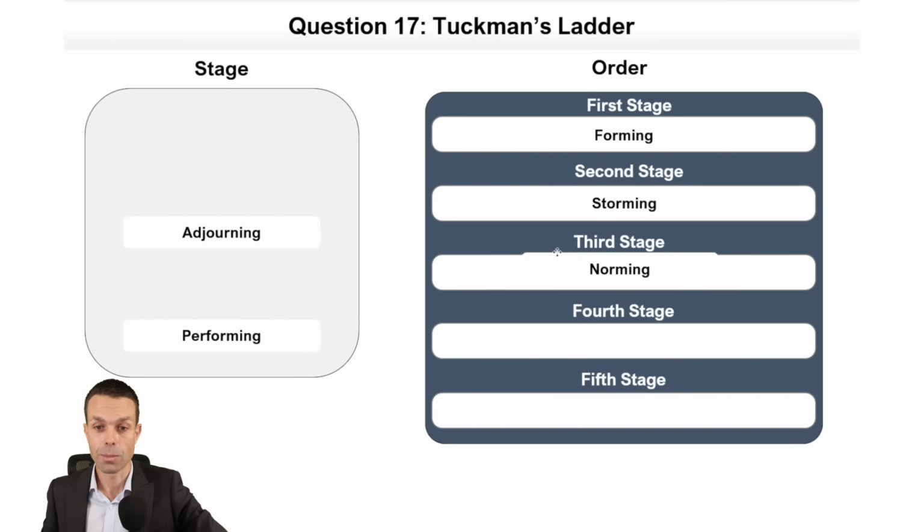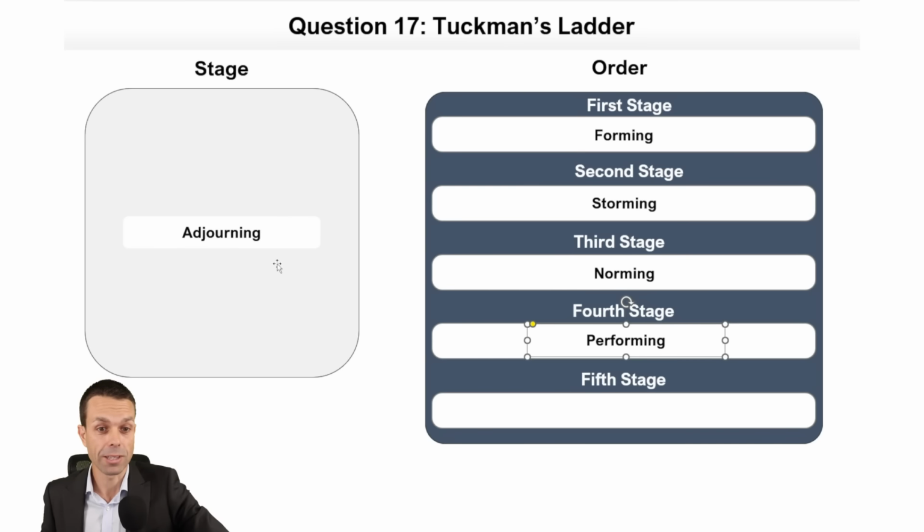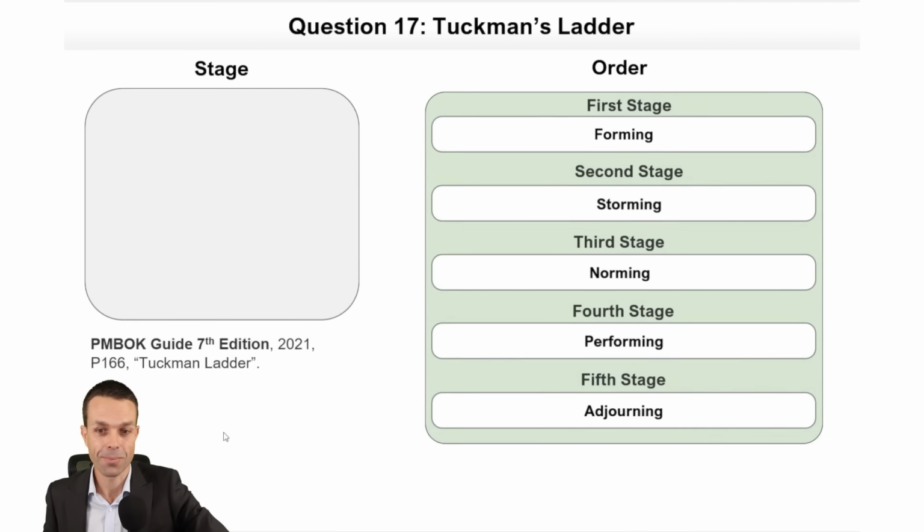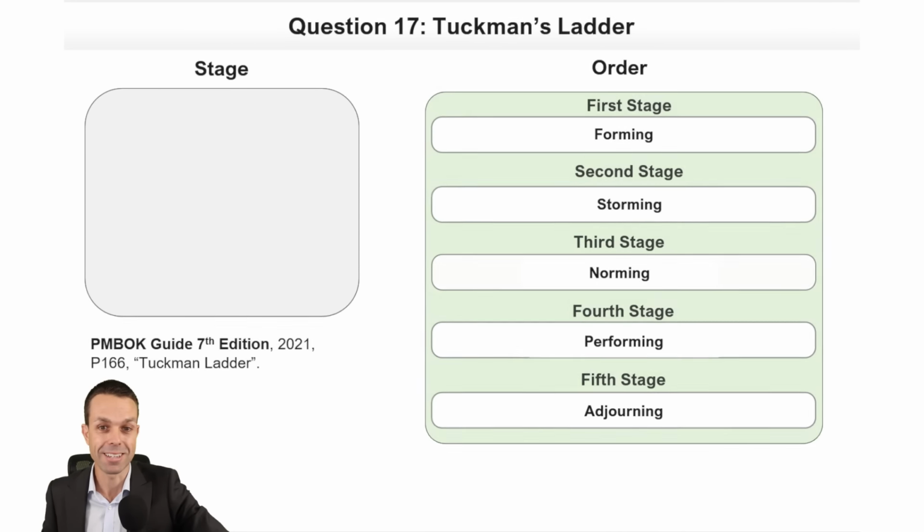Then we become norming, we get to a normal way of work. And once we work through all of our conflicts, we start to get through performing, where we work together really well as a team. And at the end of our project, we adjourn. So we finish and leave, and we are adjourning in the project. And that's the one there, page 166, Tuckman's Ladder in the PMBOK Guide, 7th edition.